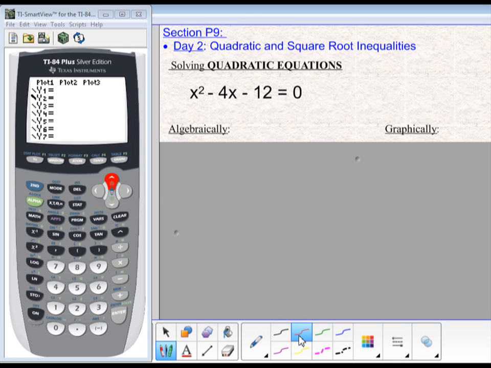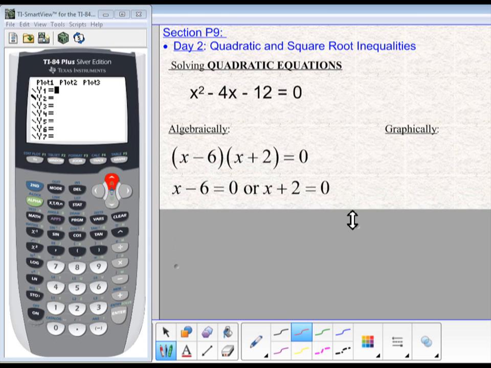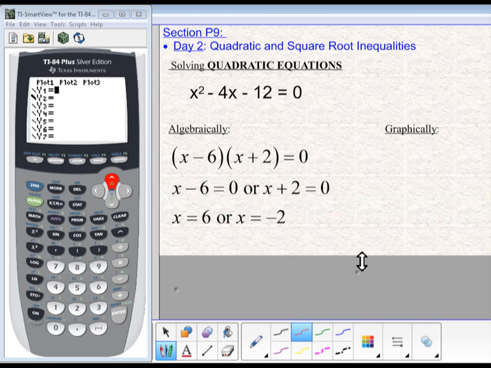So let's get started. So here's a basic quadratic equation. You should know how to solve this algebraically. I made it nice and easy. It's factorable. Of course, if it's not factorable, you'd use the quadratic formula or completing the square. I'm just going to walk through this really quickly. We factor, set each one equal to 0, and you find your solution, piece of cake.